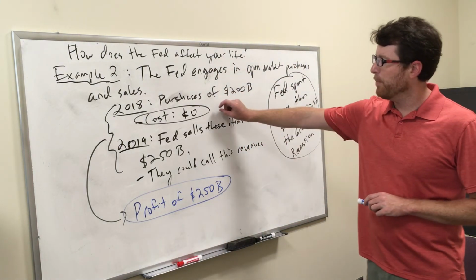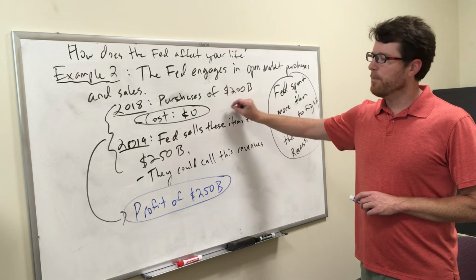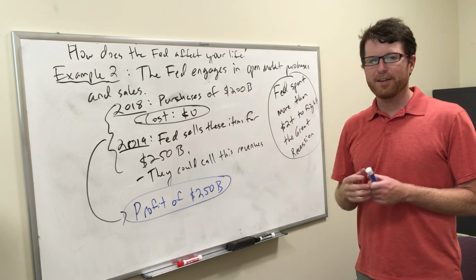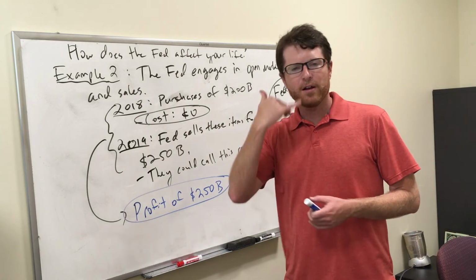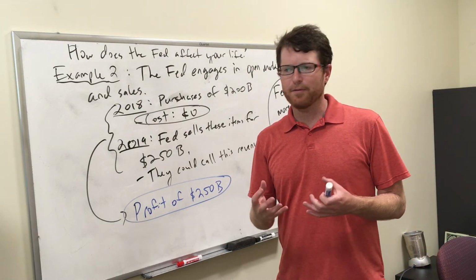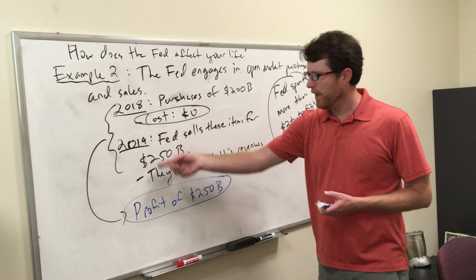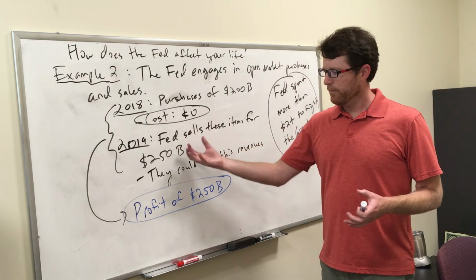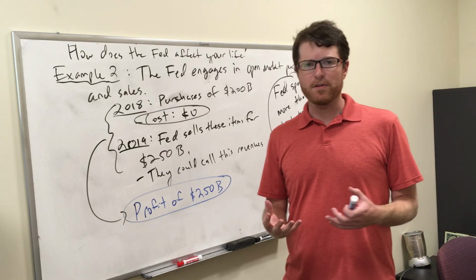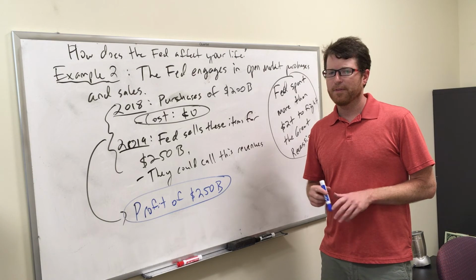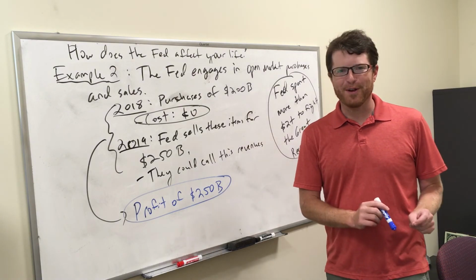Because remember, when they bought these items to begin with, they bought it with brand new money. So it didn't really cost them $200 billion, because all they had to do was just build up some pieces of paper, call up some banks, right? They didn't have to work for that money. They just created it. And when they sell the items, that's $250 billion. They can then take that money and call it revenues and generate a profit. Now, what do they do with that profit? They give it to the federal government.